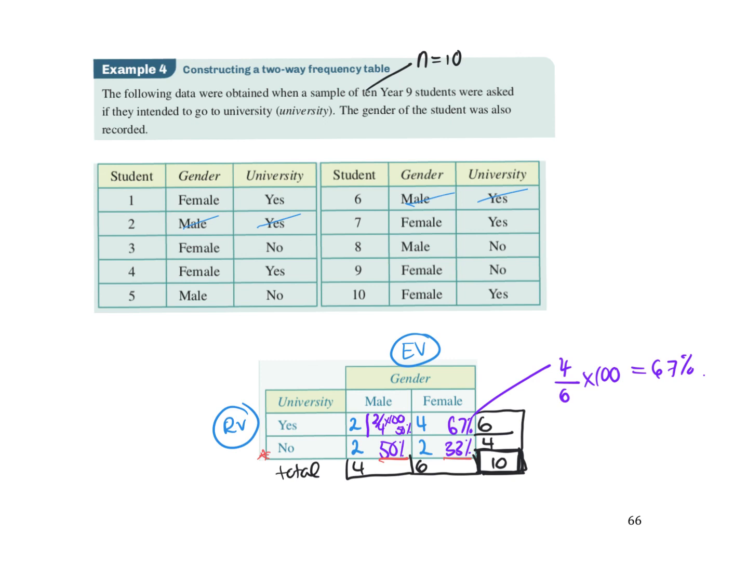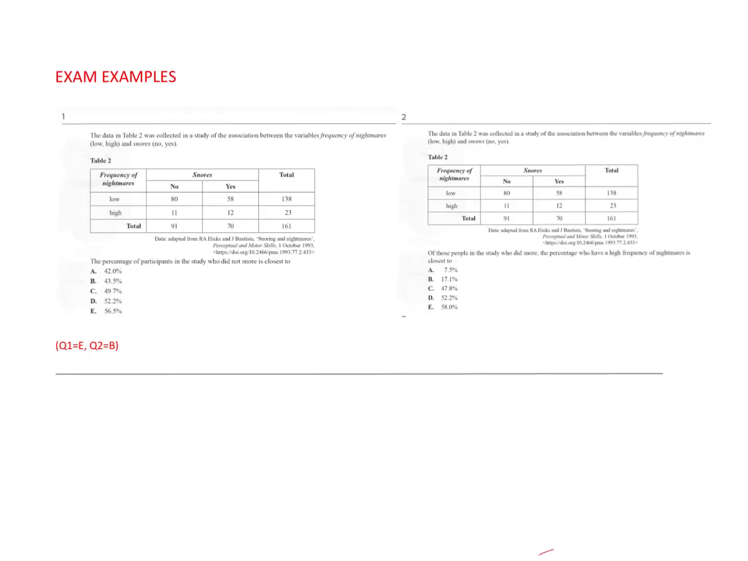So I was going to say yes, there's an association there, because there's a bit of a difference. I'd say because there was more males saying no to going to university with 50% compared to females saying no to university, which is 33, we can say there's an association. Sometimes you could argue either way. So I picked a category. So this first one in the table 2, I'm doing this one here.